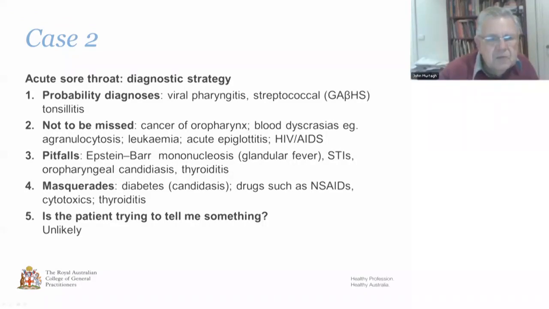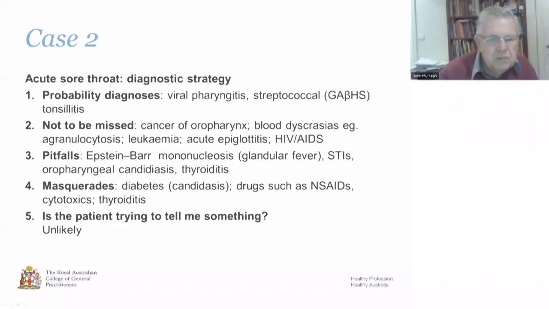So the pitfalls of someone presenting with acute sore throat is Epstein-Barr mononucleosis, glandular fever. It's at the top of your list as a cause of viral pharyngitis. Sexually transmitted infections. I'm sure you know by now, as I know by now, sexually transmitted infections never surprise me. It's amazing who they pick it up from and where. So you've always got to be thinking about it. Oropharyngeal candidiasis can present like this, although they don't usually have a very painful throat, and that's associated with diabetes, of course. Thyroiditis is another cause of painful throat, not so common.